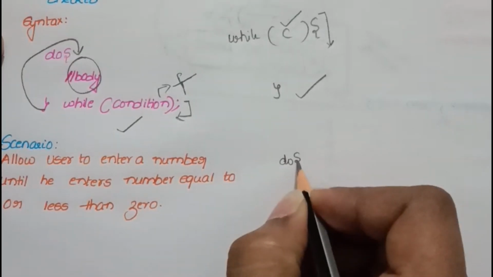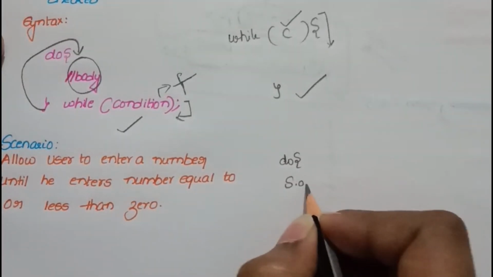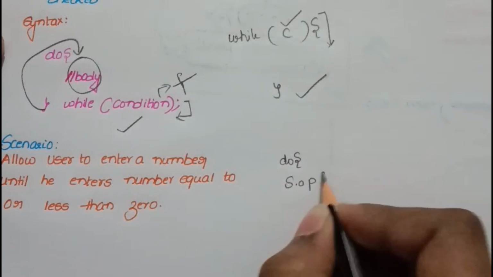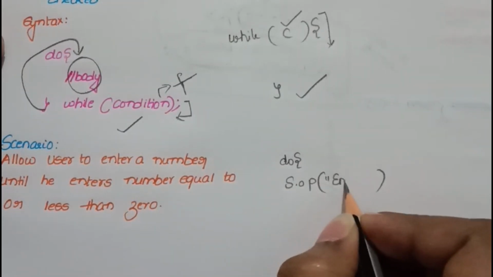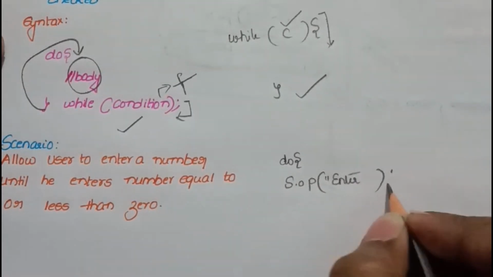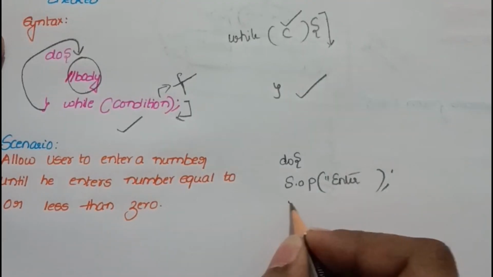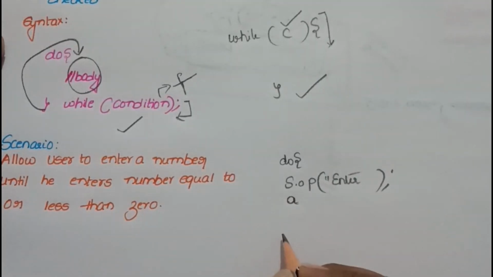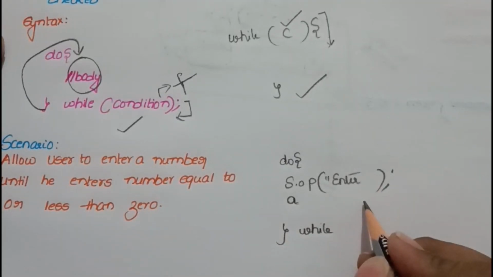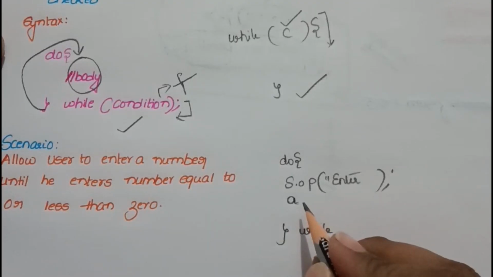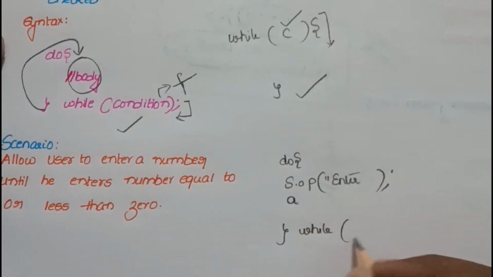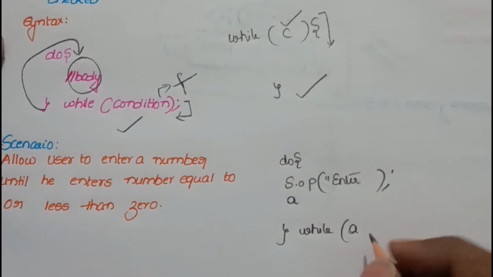Do. System.out.println, I am using the shortcuts. Enter a number. We will ask the user to enter a number. And let's say we are storing it in the variable a, and after this block gets executed, whatever value has been entered by the user will get stored in variable a. Now we have to check whether a is greater than or less than 0.